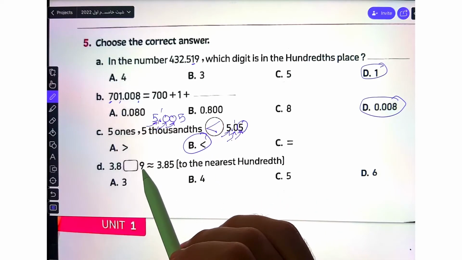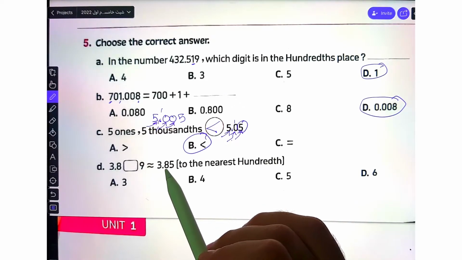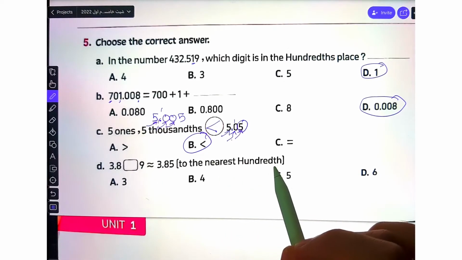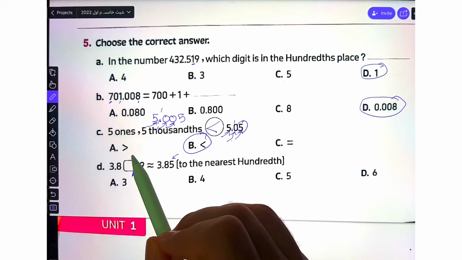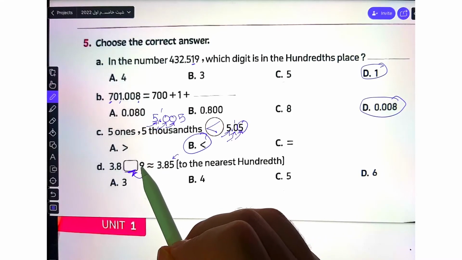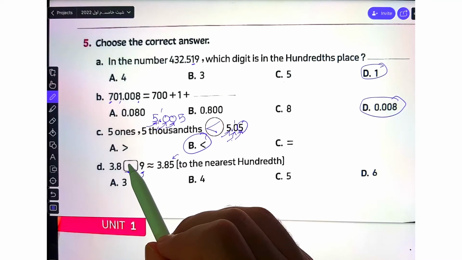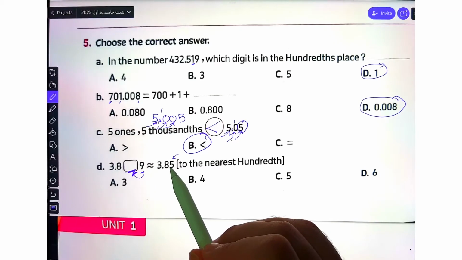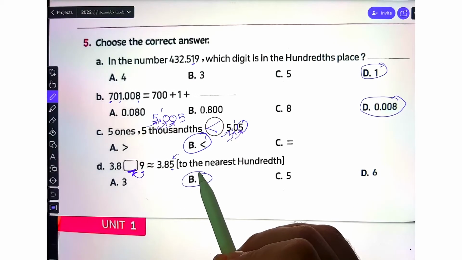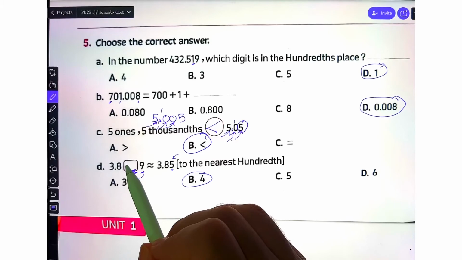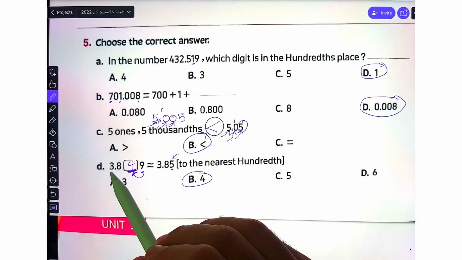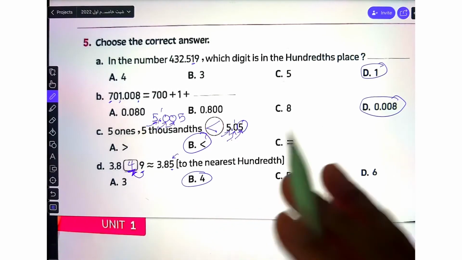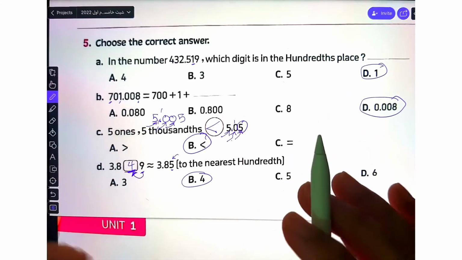D. 3.849 is about 3.85 to the nearest hundredth. This 9 is rich. When we round it to the nearest hundredth here, that means I will add to this number 1 to be 5. So of course it was 4, because when I write here 4, this 9 will give this 4 1 because this 9 is rich. So the answer will be 3.85 like this.